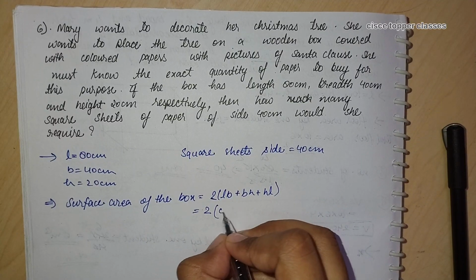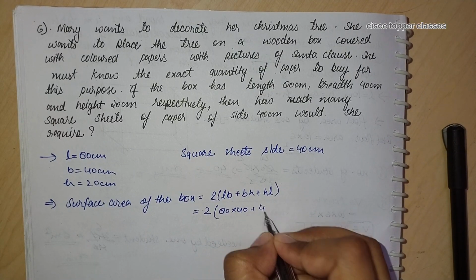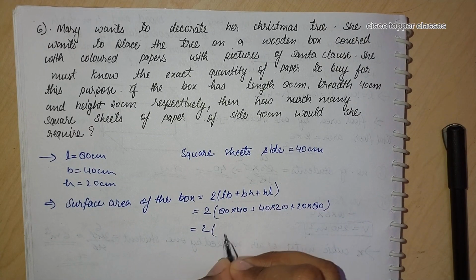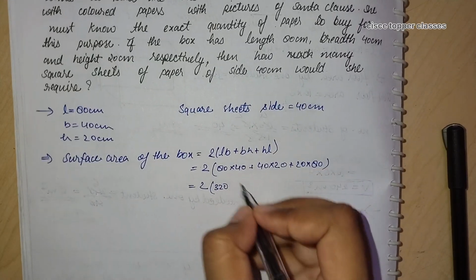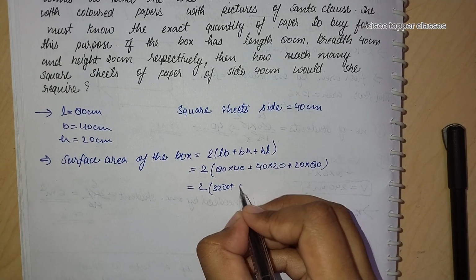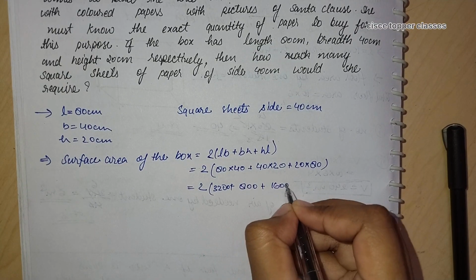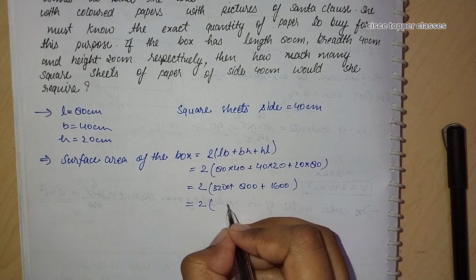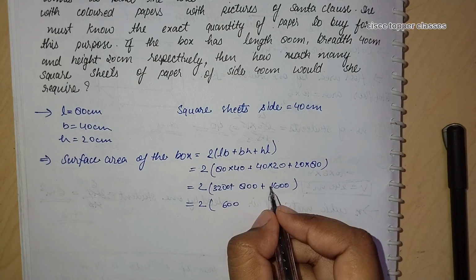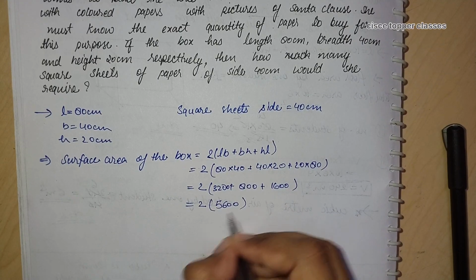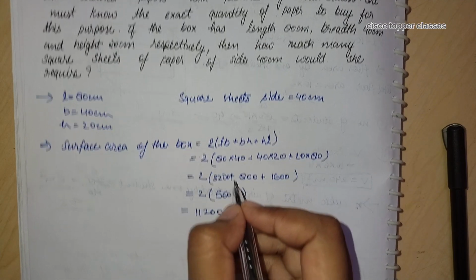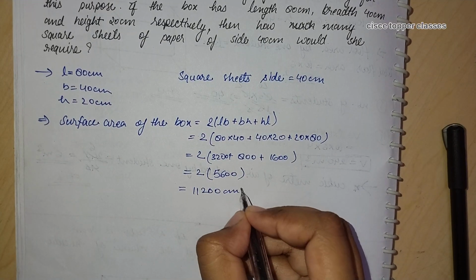So this will be 2 into 80 into 40 plus 40 into 20 plus 20 into 80. So this will be 3200 plus 800 plus 1600. So 5600. This will be 11,200 surface area centimeter square.